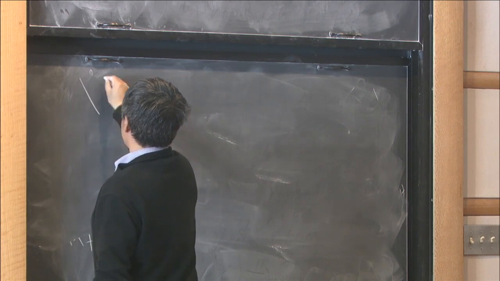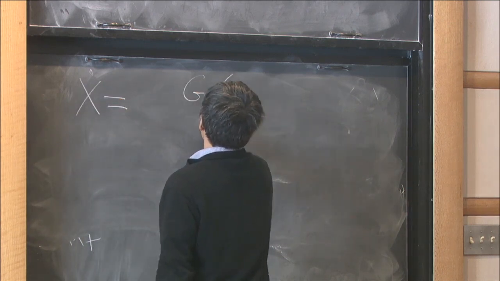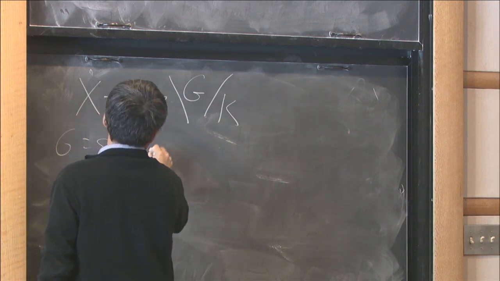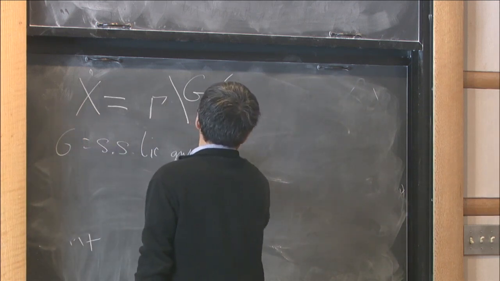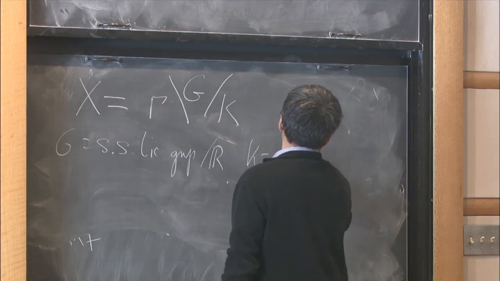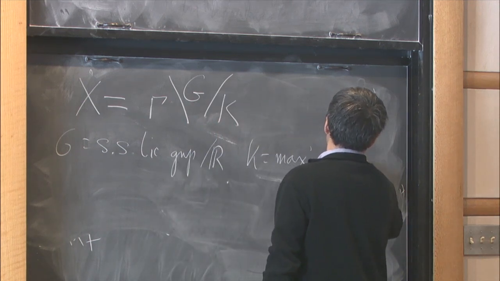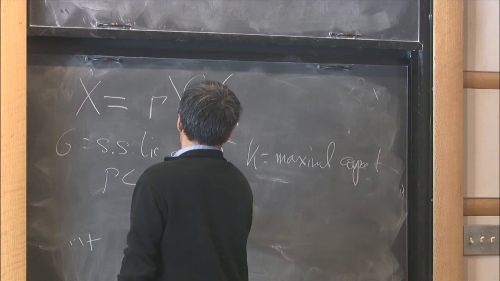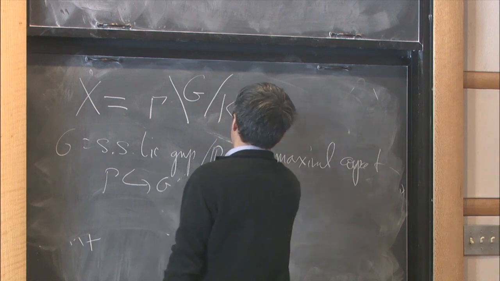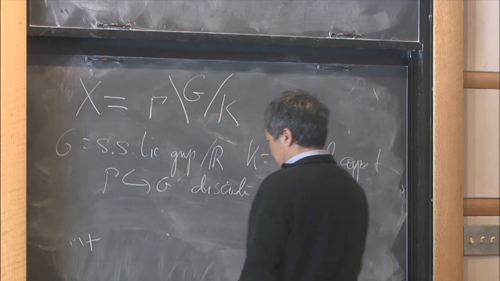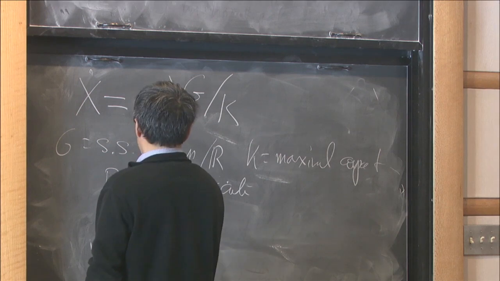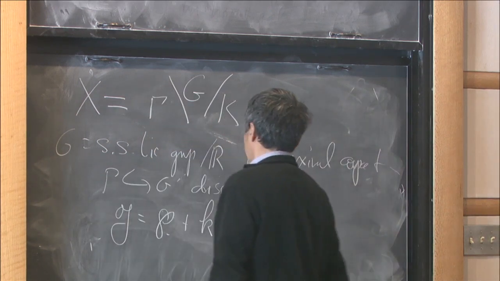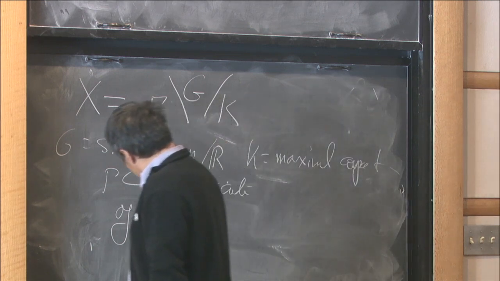So now finally, I ask X to be G mod K or the gamma. G is a semi-simple Lie group of real numbers, K is maximal compact, and gamma is a discrete subgroup. We assume this is free, whatever. And then, as usual, we take the Gaussian decomposition.